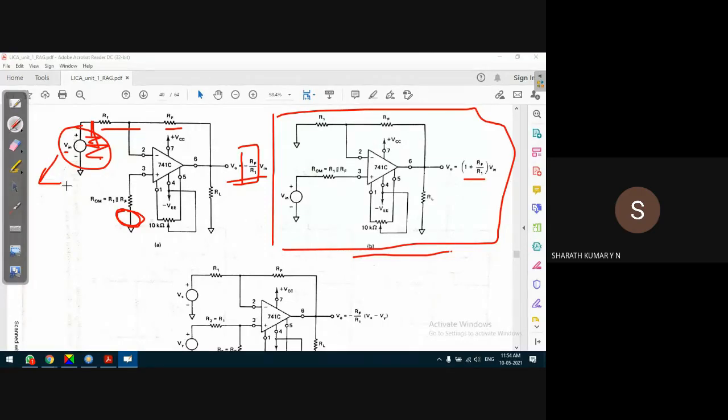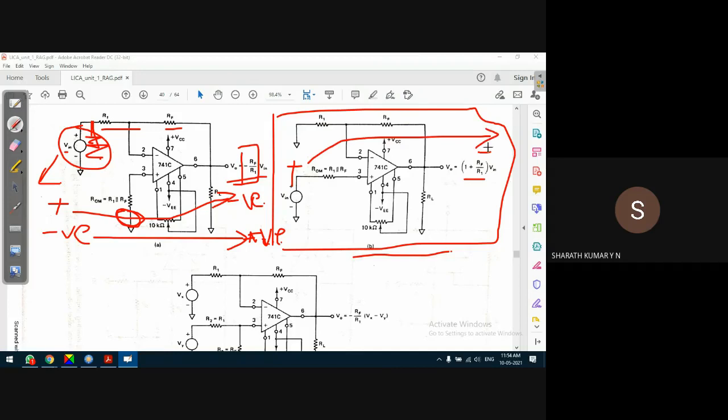In an inverting amplifier, if the input is positive, output will be negative. If the input is negative, output will be positive. Whereas in a non-inverting amplifier, if the input is positive, output will also be positive. If the input is negative, output will also be negative. But with a different gain.